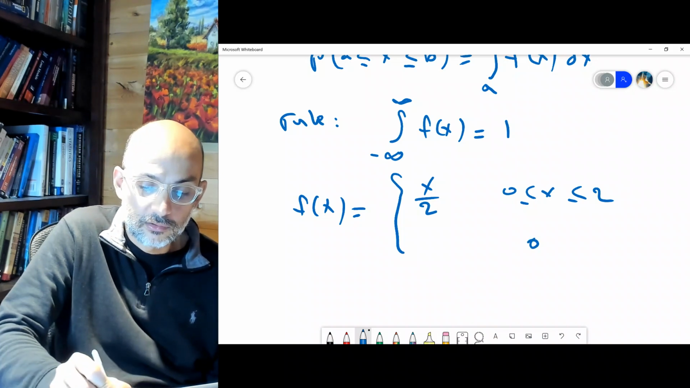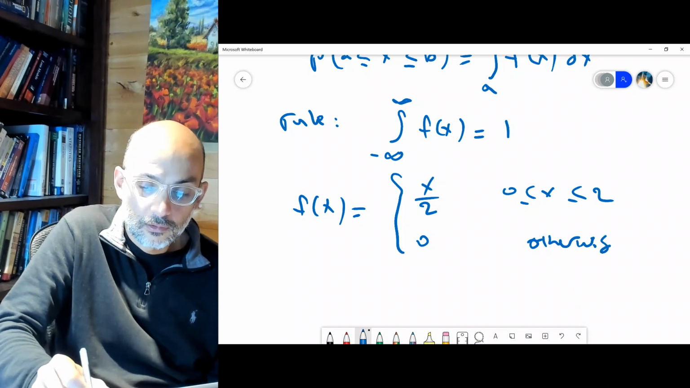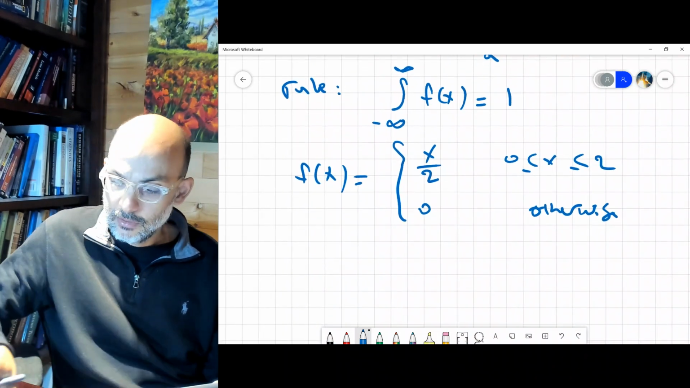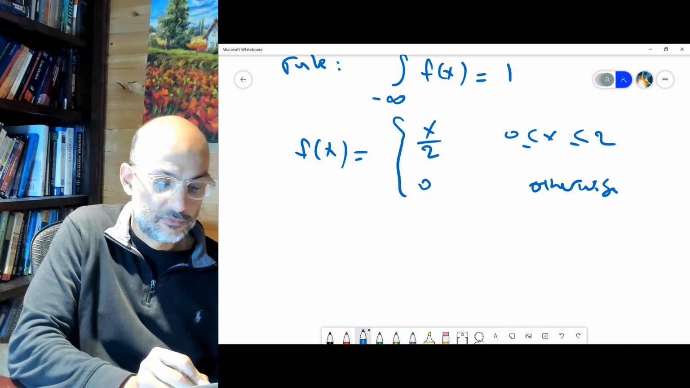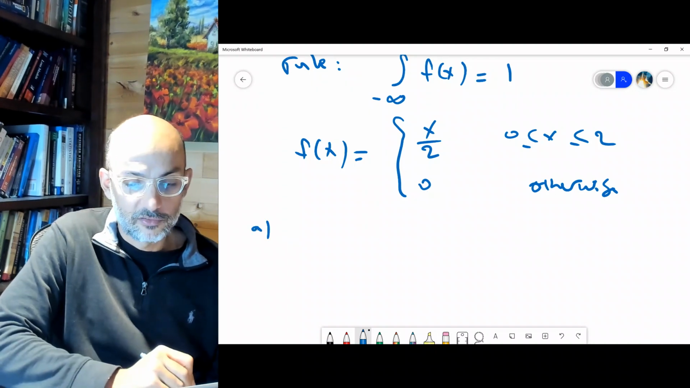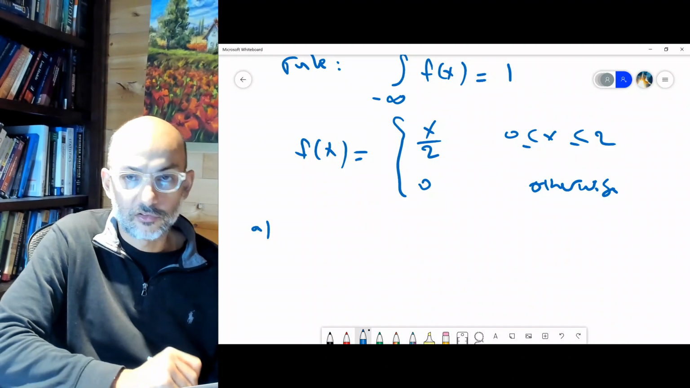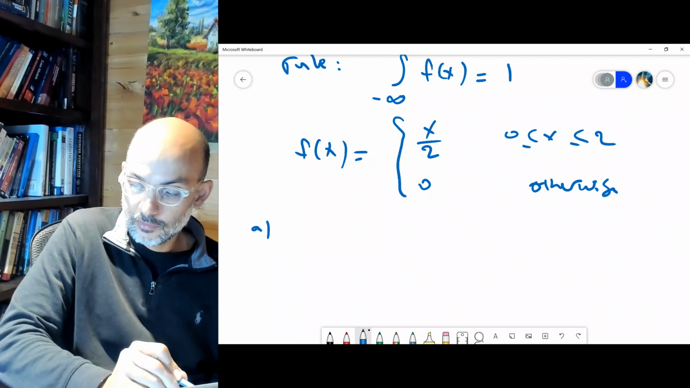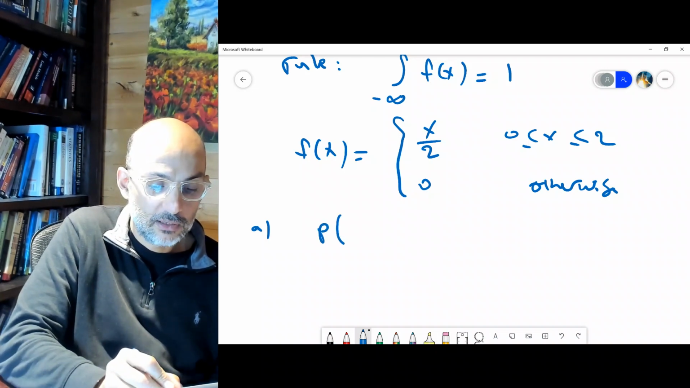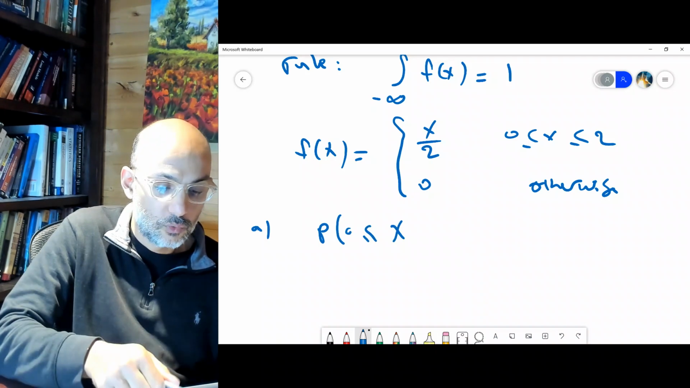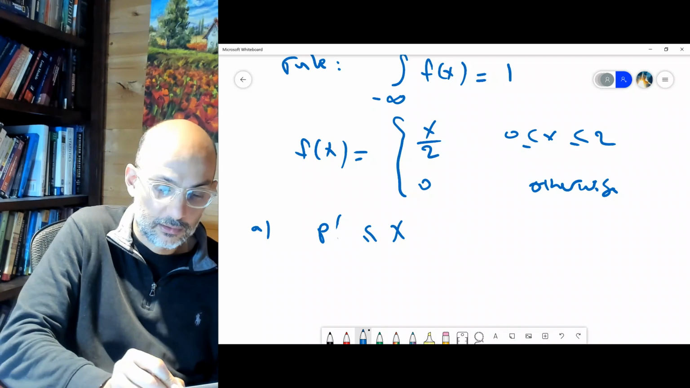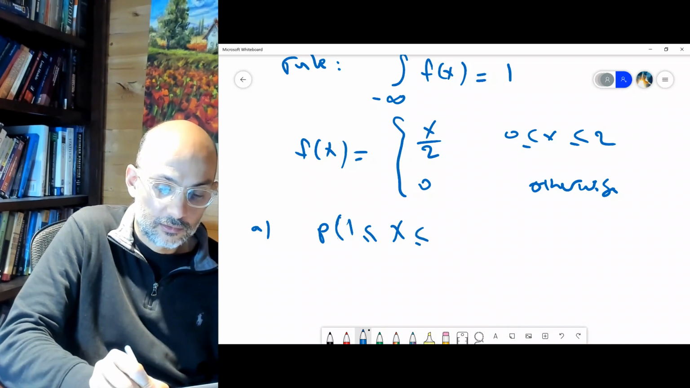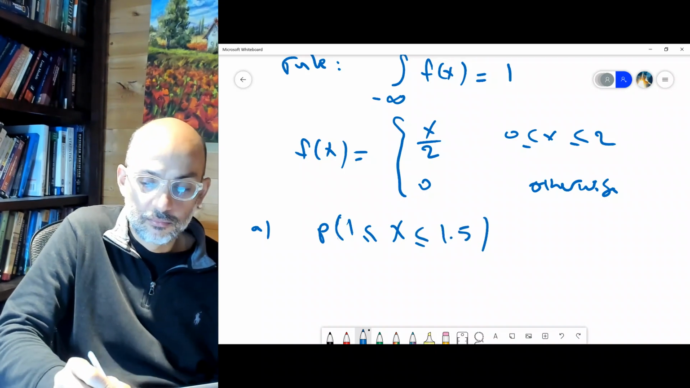0 if it's otherwise, right? So now let's take a few examples on this function. This function f of x is x over 2. What I wanted to start with is finding the probability of x between 1 and 1.5. Remember, it's the same logic.